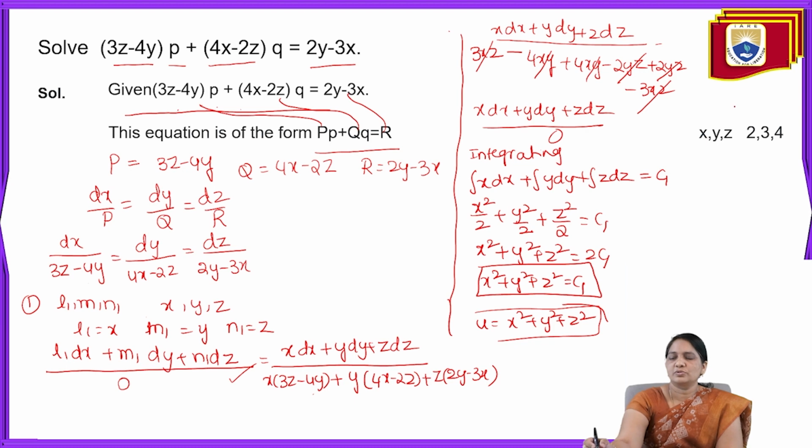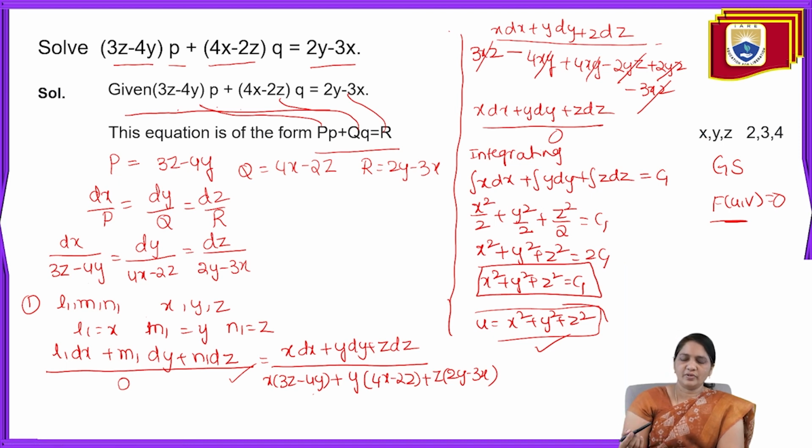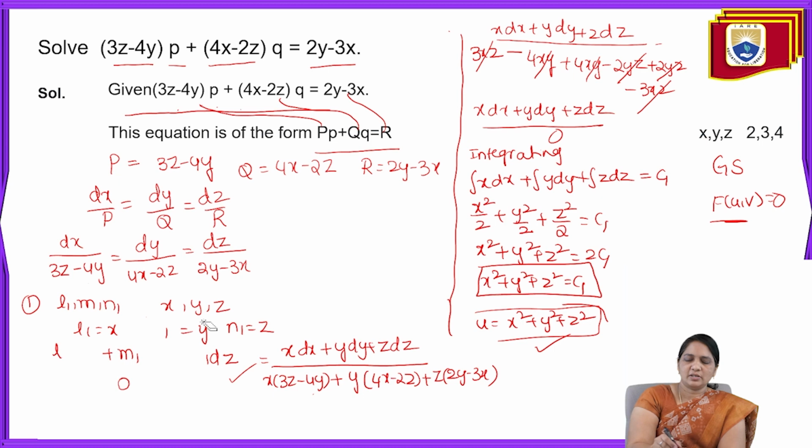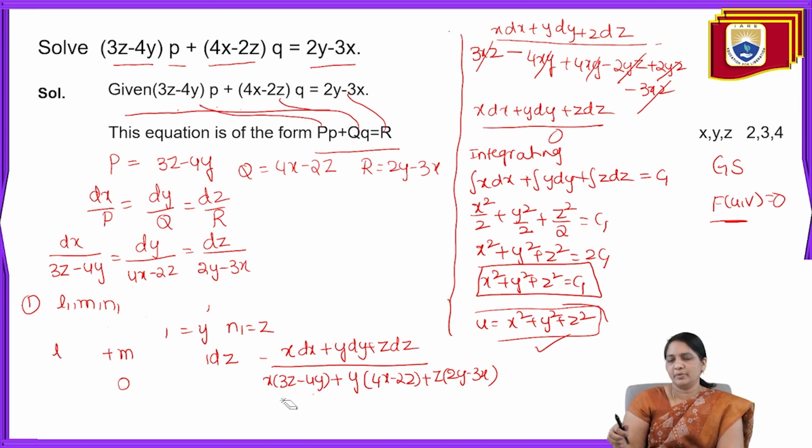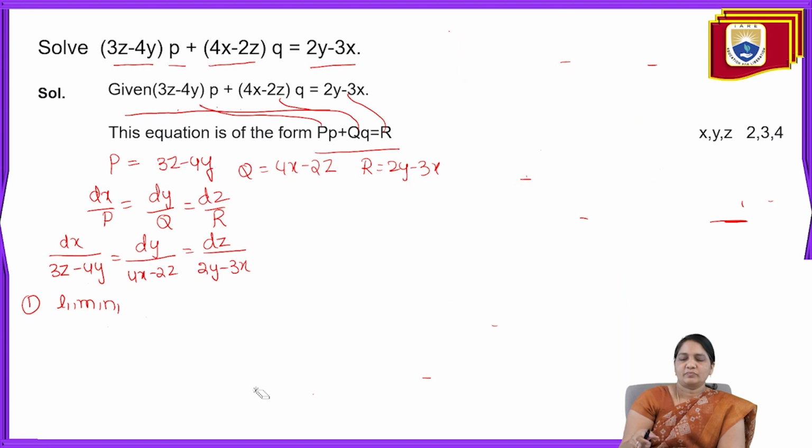To get the general solution, we need f of u comma v equal to 0, right? So here our u is completed. Now we are going to do the v. How to do the v? Here I need to choose the first set of multipliers and a second set of multipliers. Here I got the first solution, that is L1 equal to x, M1 equal to y and N1 equal to z. I got the first solution u equal to x square plus y square plus z square.